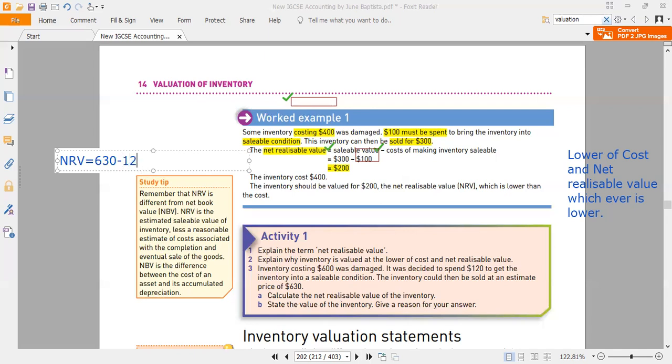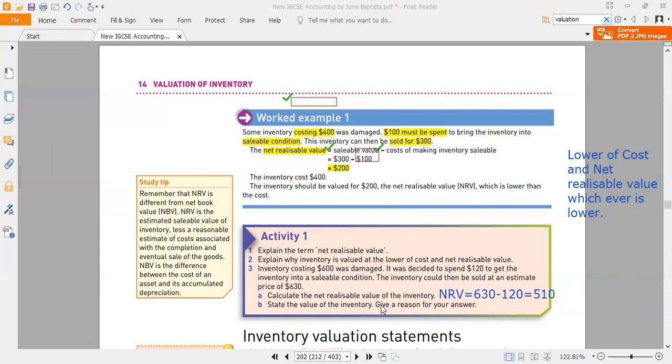Any problem here? So when you subtract, how much will you get? It is 510. Very good. So 510, and this is the inventory costing 600. Calculate the net realizable value of inventory. So you have calculated the realizable value, it is 510. You have calculated net realizable value.